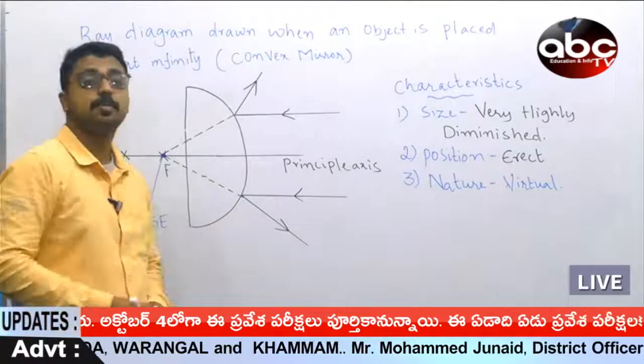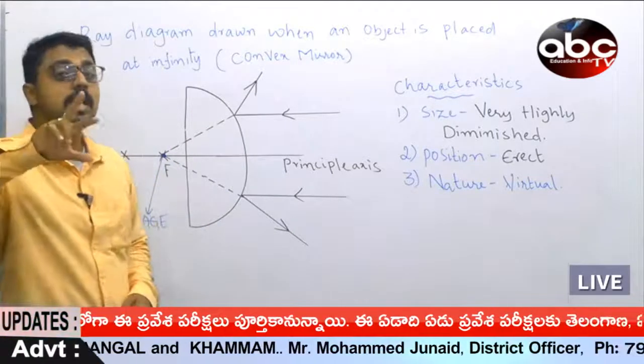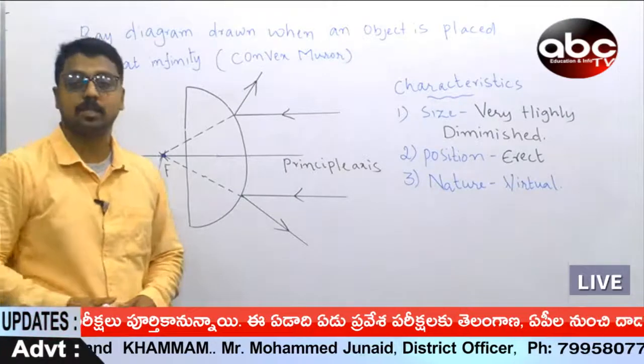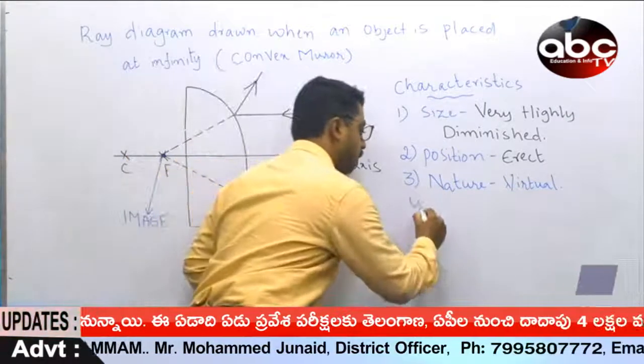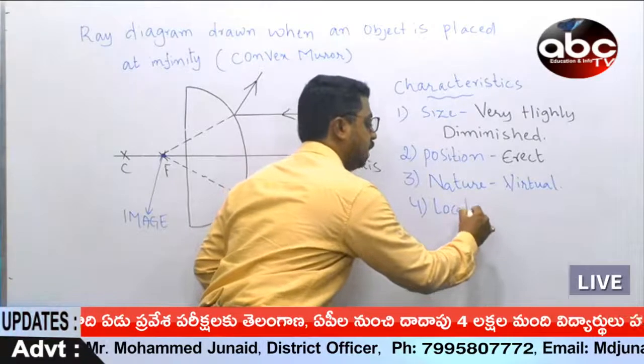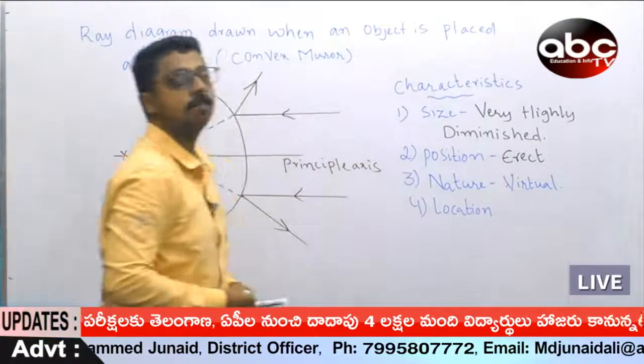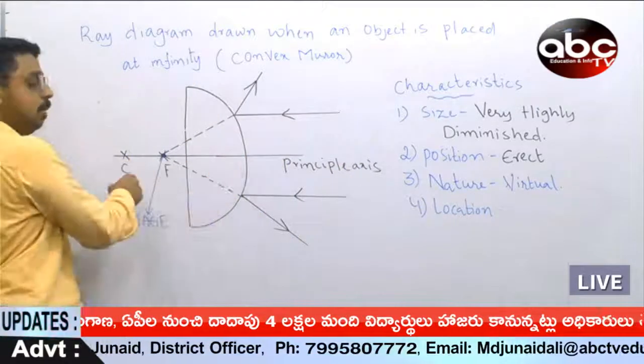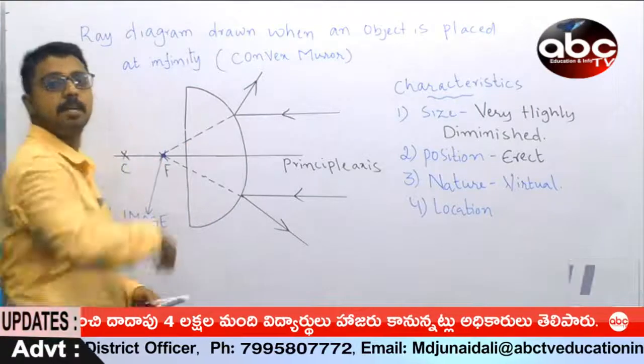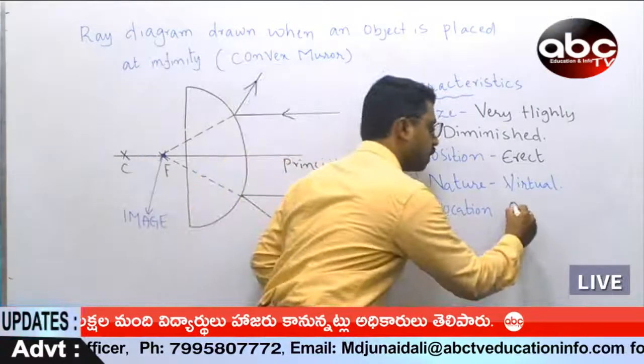Whereas the last characteristic is the location where the image is formed. That is nothing but the position, as a heading. Naturally, you can term this as: the image is formed on the focus behind the mirror. On the focus.